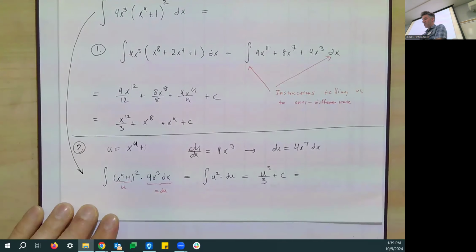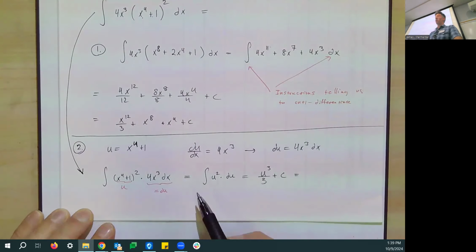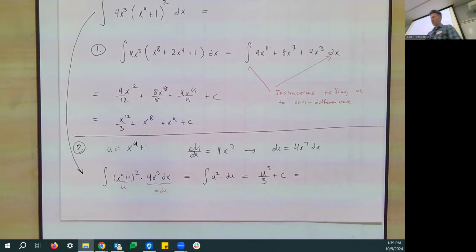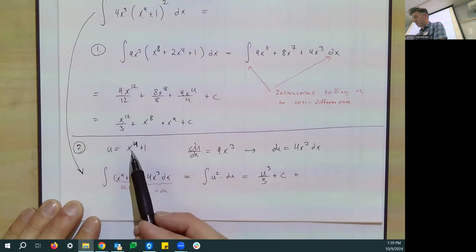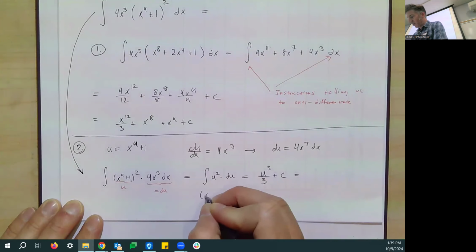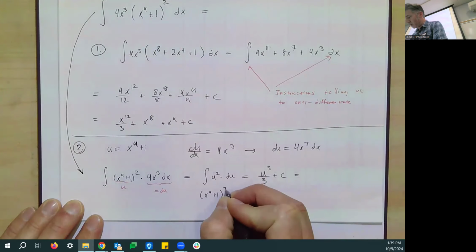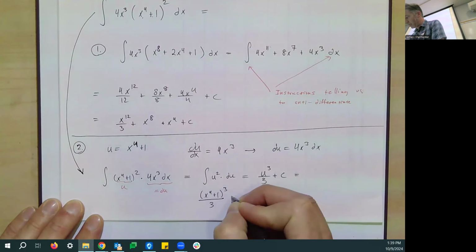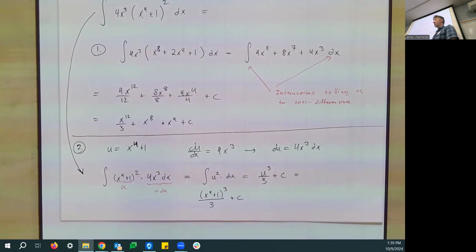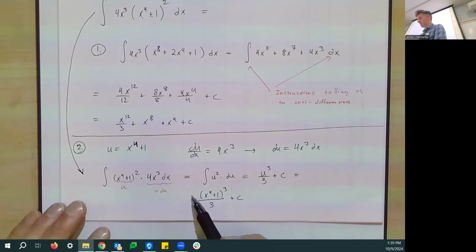So then with u cubed, I have to go back to the variable I started with. So I'm going to plug back in what u is equal to and get x to the 4th plus 1 cubed over 3 plus c. So now the big question: are these the same? Did we do the right thing? Well, they don't exactly look the same. Let's multiply this one out and see.